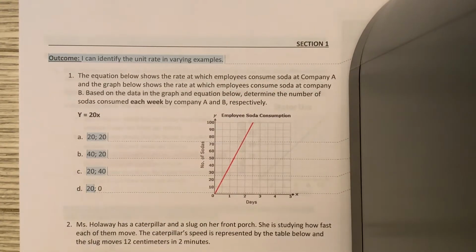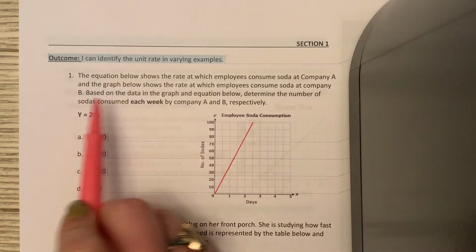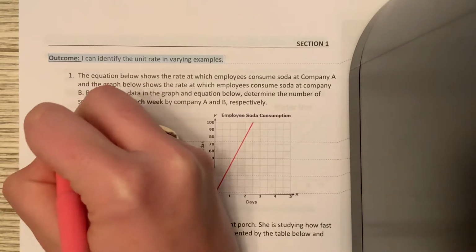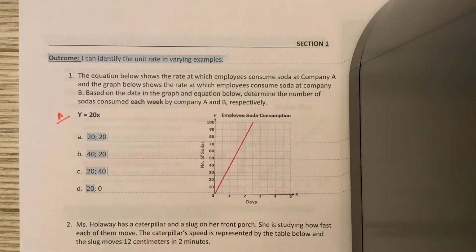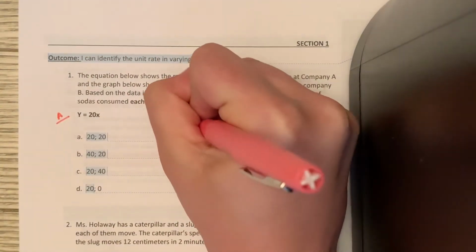So we're gonna go ahead and jump in today with our example problem, and I'll have the steps written out in the packet for you, and you can follow along there. This problem is asking us to identify the rates of both of our companies. It says the equation below shows the rate at which employees consume soda at company A. So I'm going to label that with an A. And then it says the graph below shows the rate at which employees consume soda at company B. So I'm going to label this with a B.